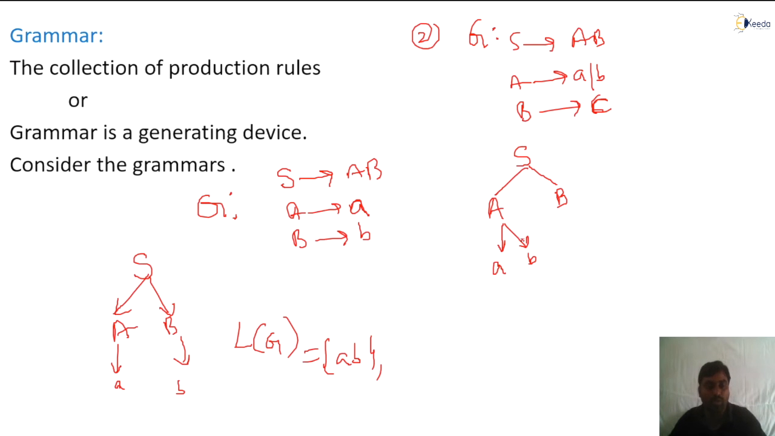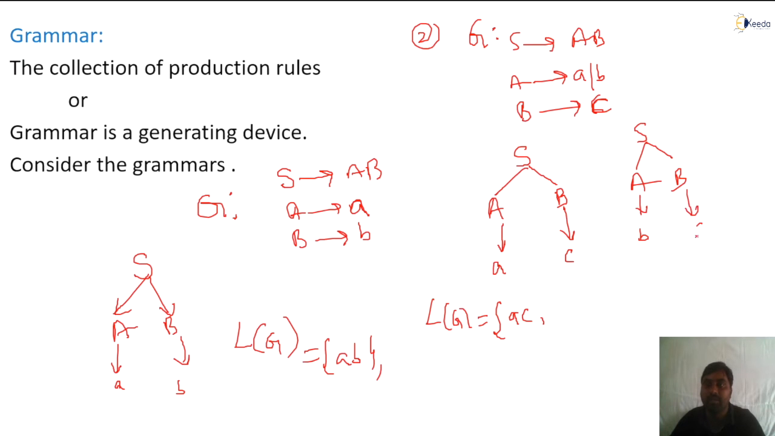So I should not draw both here, so I will remove this. A deriving a, as in that. Now we will get another tree. Now B deriving what? c. So now the language of this grammar will be what? I'll get ac. Another tree: S deriving AB, and if I take A deriving b, this B deriving c. Now bc. See, now you understand. The language generated from this grammar is nothing but ac, bc. This is one string, this is another string. A collection of strings is nothing but a language.